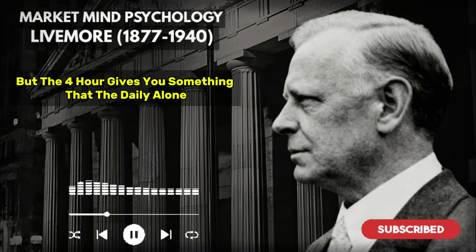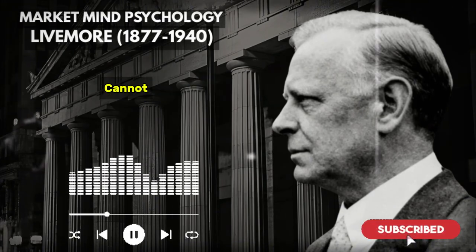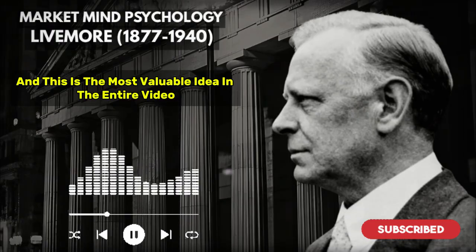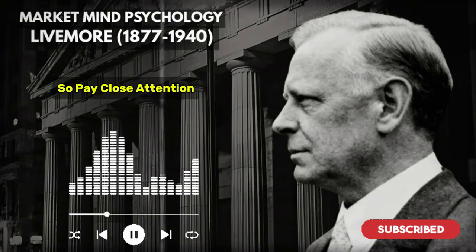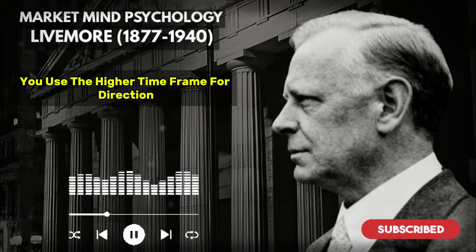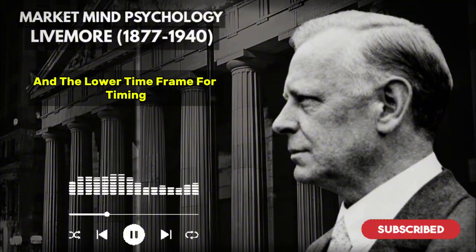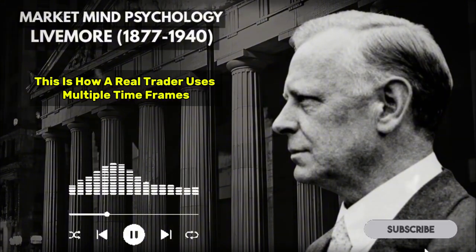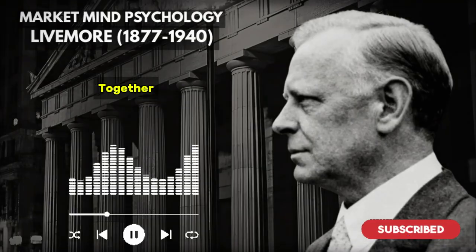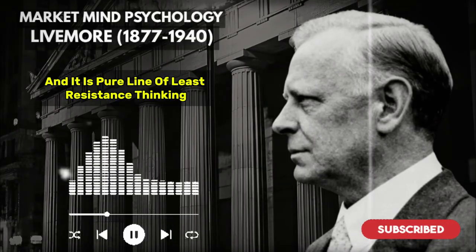But the 4-hour gives you something that the daily alone cannot. And this is the most valuable idea in the entire video, so pay close attention. You use the higher time frame for direction and the lower time frame for timing. This is how a real trader uses multiple time frames together, and it is pure line of least resistance thinking.